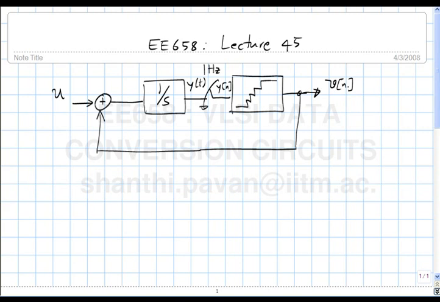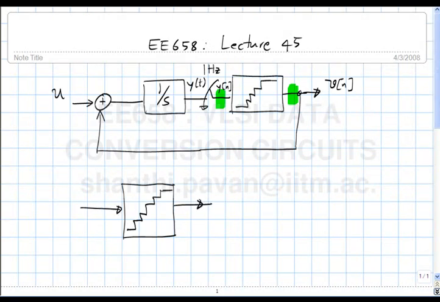Alright. So one thing I wish to point out, because there seemed to be some confusion at the end of the class yesterday, is the nature of this quantizer. See, a quantizer is basically a nonlinear block with the following input-output transfer curve. If the dimensions of the input are in, say, volts, the dimensions of the output are also in volts.